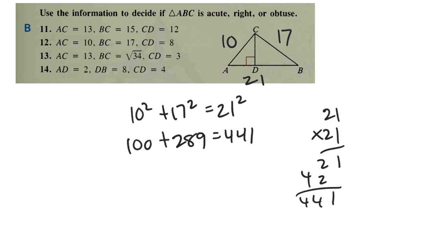And let's see. I don't think this is going to work because 289 plus 100 is 389, which is not equal to 441. So it's not a right triangle. And c squared is bigger than a squared plus b squared, so that means this would have to be obtuse.